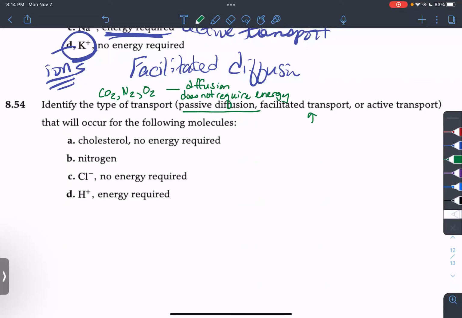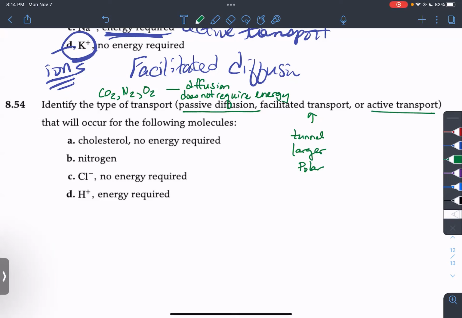Then you have facilitated transport. I like to think about facilitated transport as kind of like a tunnel through the cell membrane. And so things that are maybe larger, maybe they're very polar, they're not going to go across the membrane all by themselves. They need a little bit of help. And so the tunnel allows them to go through that membrane.